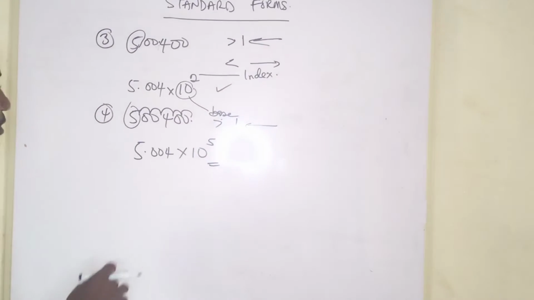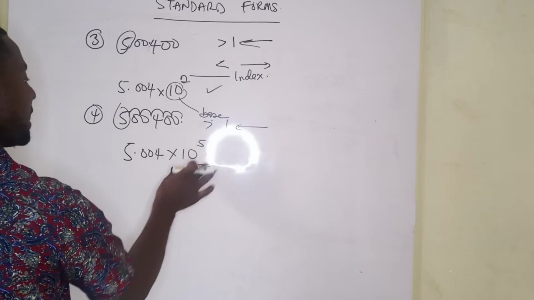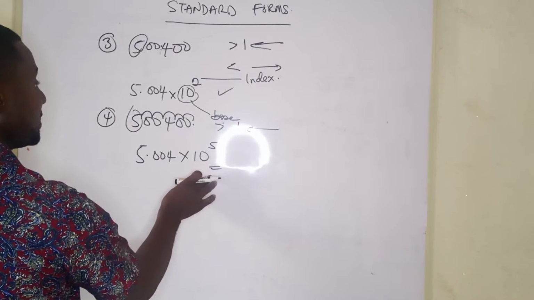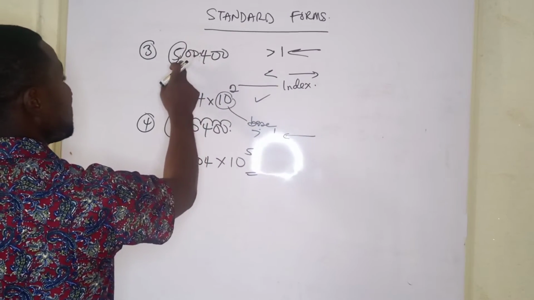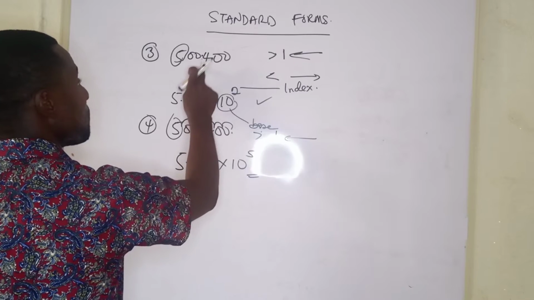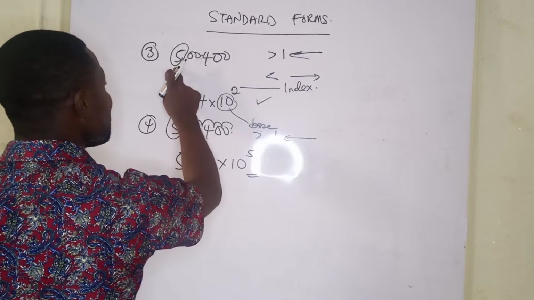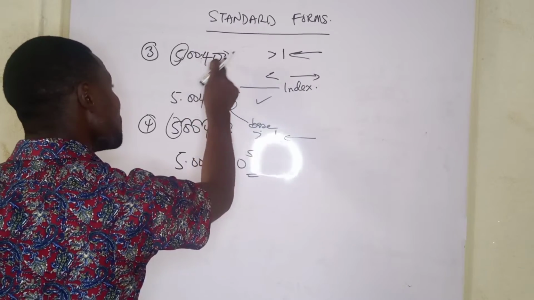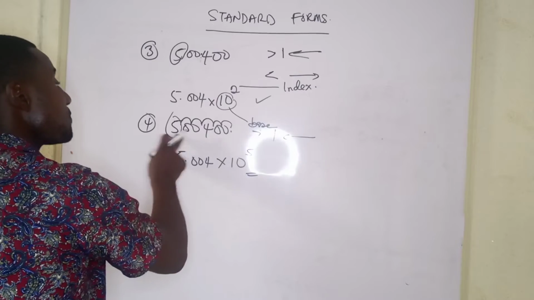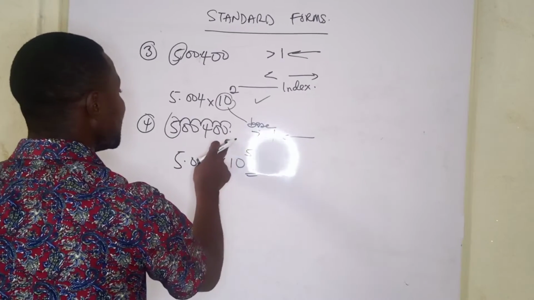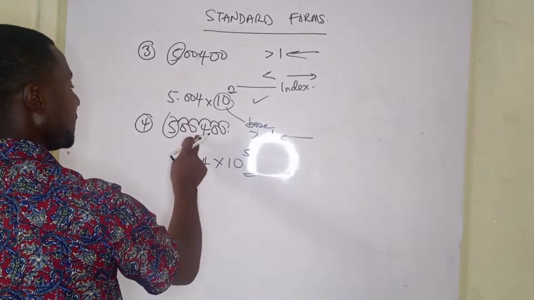Some of us may be wondering, oh, these values and this one, they look alike. Why are the answers different? Now, if you look at this first one we have here, it is 500.400. But this value here, what we have here is 500,400. There is no point in the middle here.